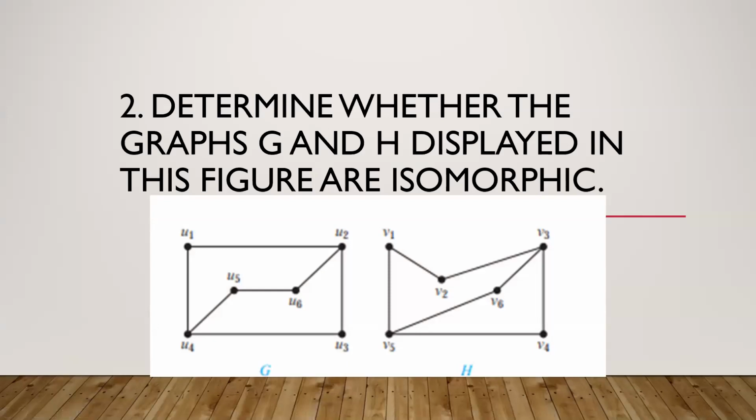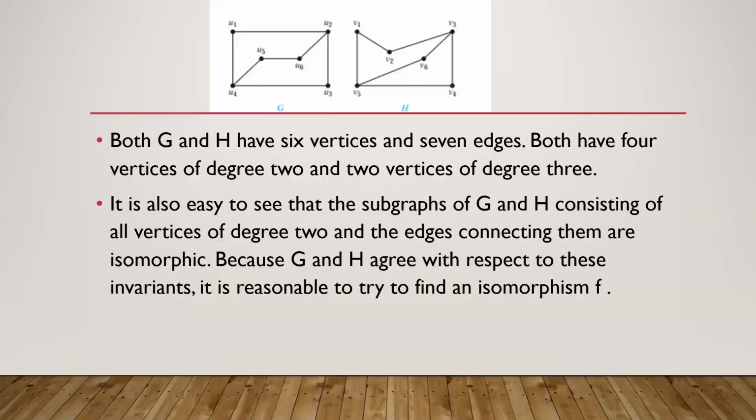Here's the video for our project 3, isomorphic. As in question 2, we need to determine whether the graphs G and H displayed in these figures are isomorphic. As we can see, both G and H have 6 vertices and 7 edges, and both have 4 vertices of degree 2 and 2 vertices of degree 3.